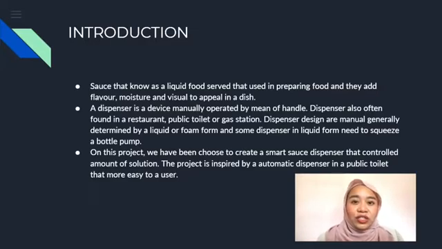So, in this project, we have chosen to create a smart dispenser that controls the amount of solution. The project is inspired by the automatic dispenser in a public toilet that is more friendly.